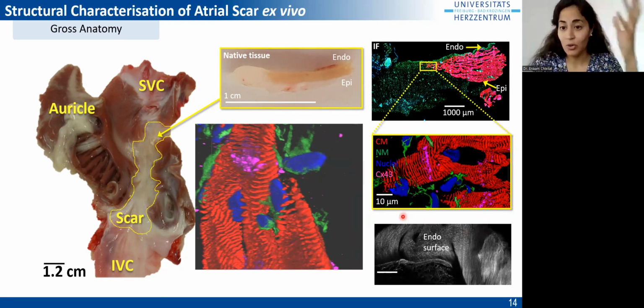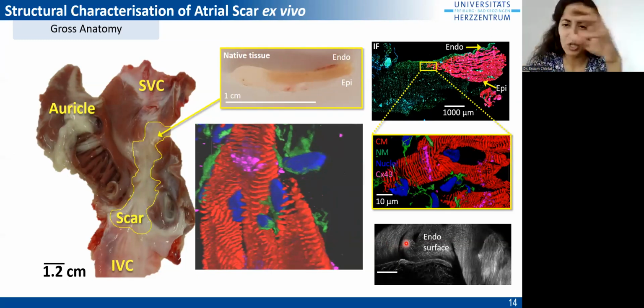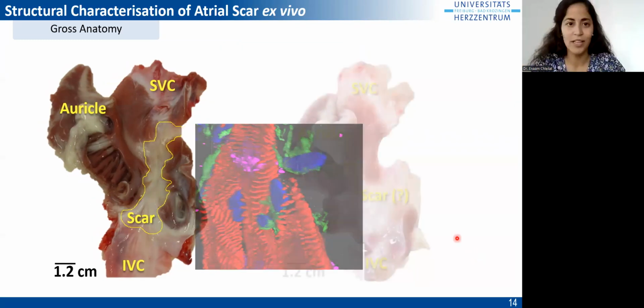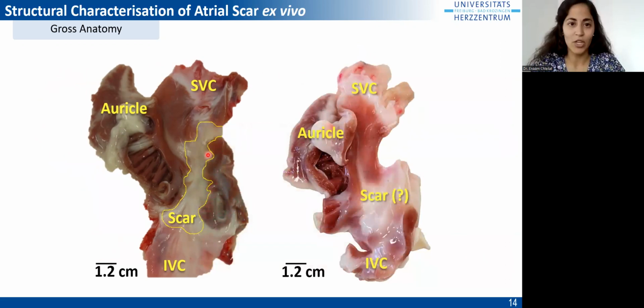Another thing that we can do in collaboration with Joseph Madel is this label-free second harmonics generation imaging. So here we look at collagen in the healthy area compared to scar area, and you see that this collagen is very curly and disorganized compared to control. So tons of structural analysis that we can do.